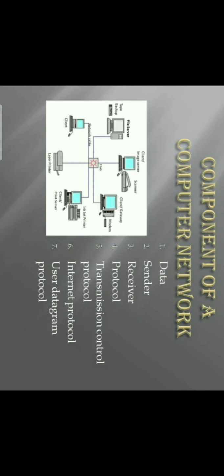Okay, so first is data. Data means the information we are communicating or sharing. The sender is who sends the message. The receiver is who receives the message. And the protocol is the rules and regulations. By using those rules and regulations, we send our information to other users or receive information from other users. This is known as protocol.